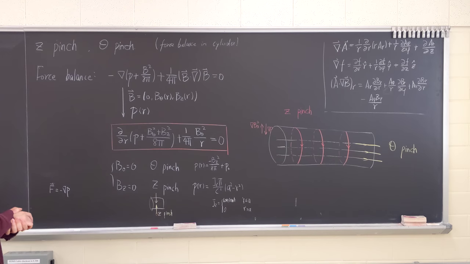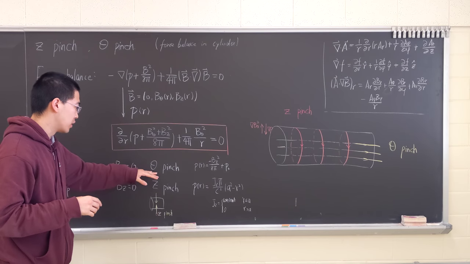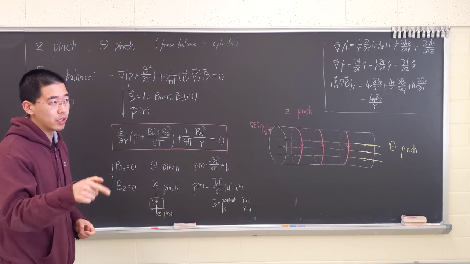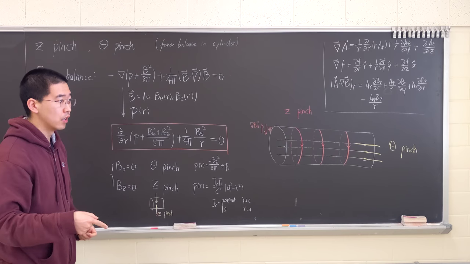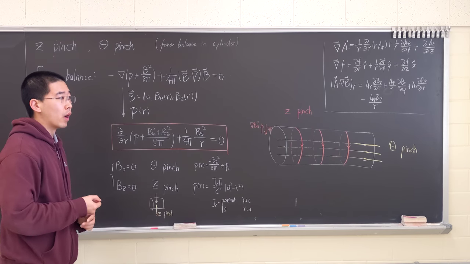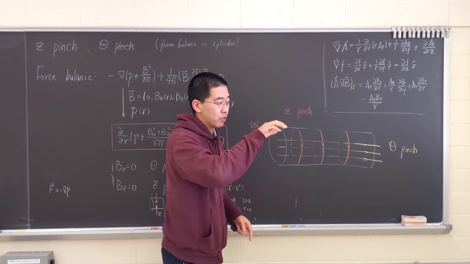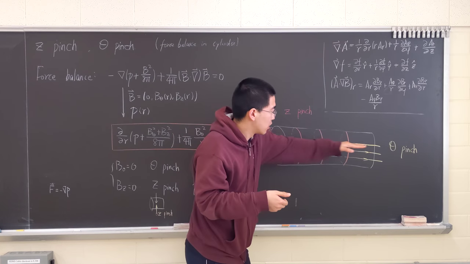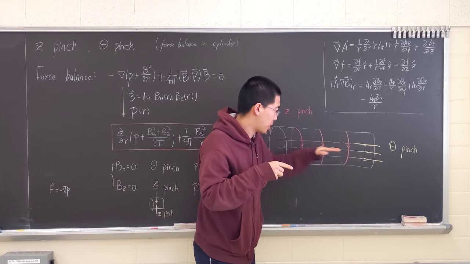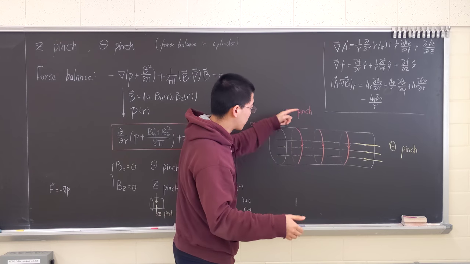This sounds counterintuitive, but after the reasoning it will be obvious. Theta pinch is given by a current in the theta direction. Given a current in the z direction, we'll have z pinch. So with a current going this way, using the right hand rule, the magnetic field will go this way. If the current goes this way, then the magnetic field will go this way.